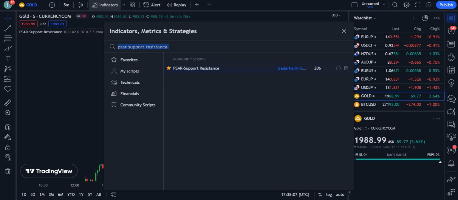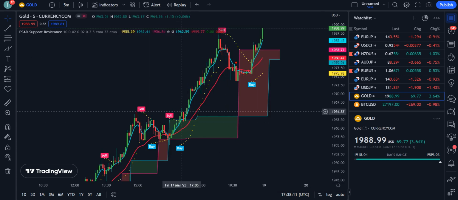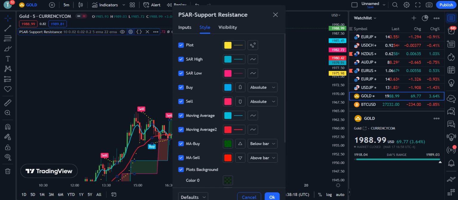206 traders are using this indicator. You simply click on it and it will be applied on your chart. Here we are going to do a few settings in this indicator. You have to click on the settings tab and uncheck a few options: plot, SAR high, SAR low, and then moving average 2 as well.